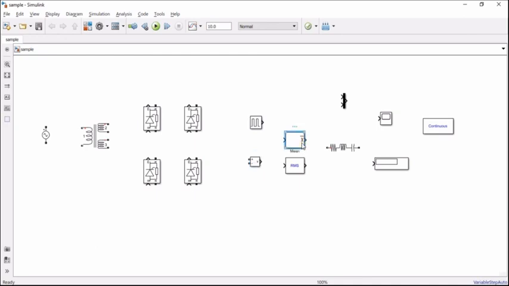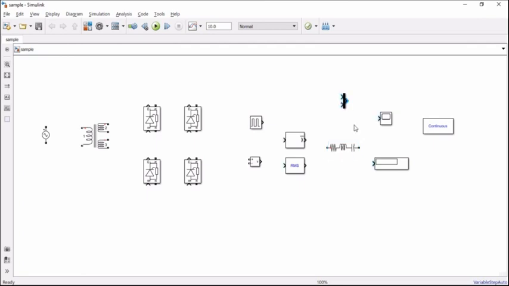and this is the mean block, which is used for converting the instantaneous DC voltage into an average voltage, and this is the RMS block, which is used for converting the instantaneous AC voltage into RMS voltage, and this is the series RLC branch, which can be used for creating any resistor, capacitor, or inductor, or a combination of any of these.